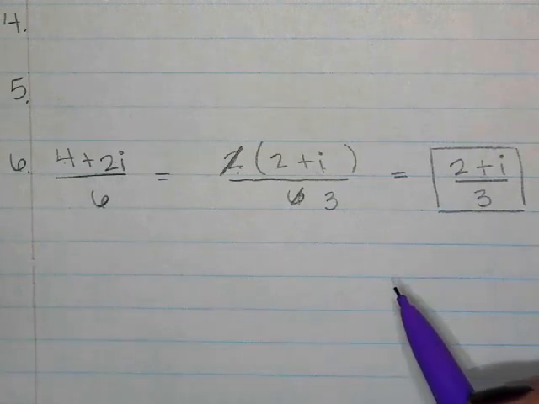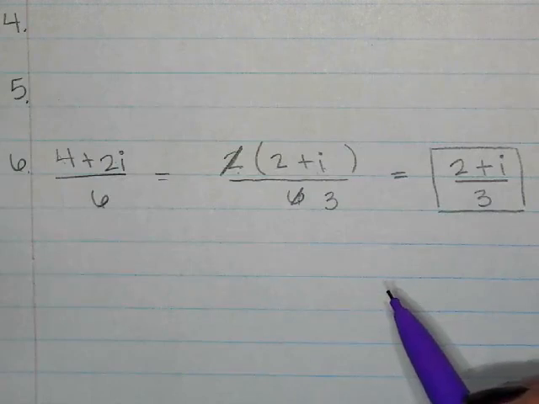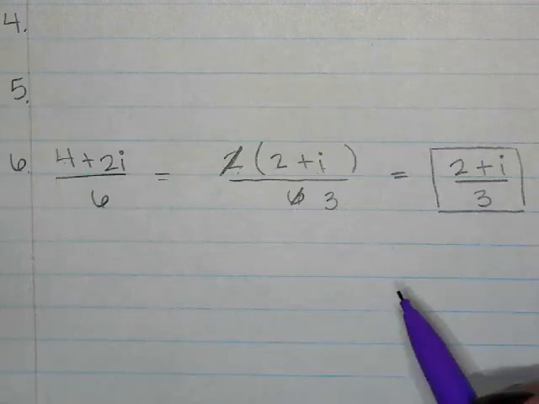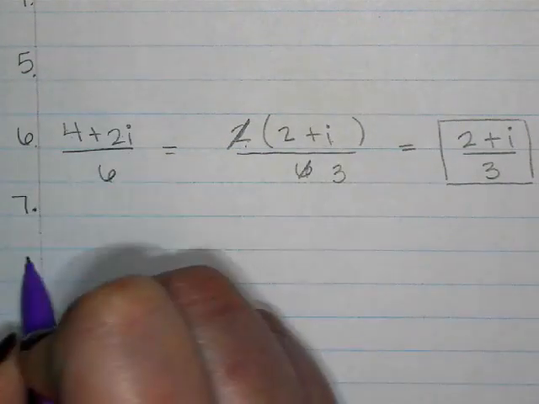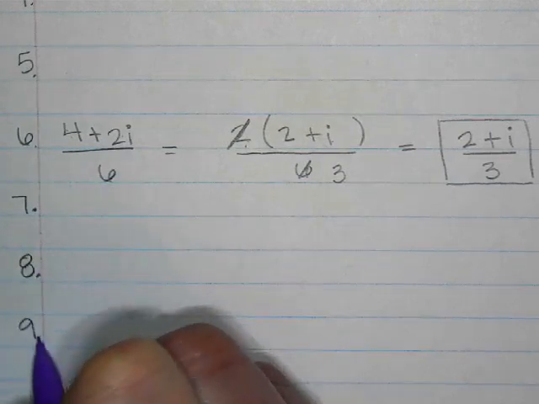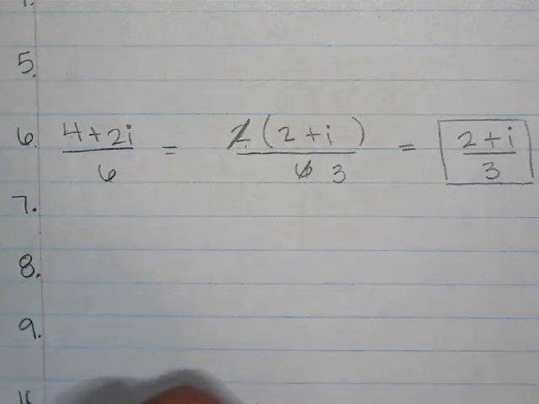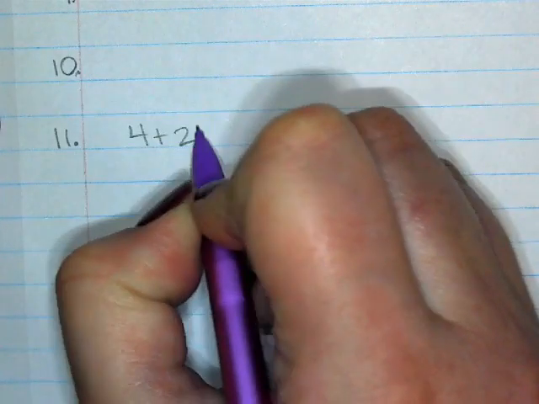Similar ideas for 7 and 8 and 9 and 10. Those are all very similar problems. Number 11 is the next one where you see something being different. So I'll leave some space. 7, 8, 9, 10, 11.